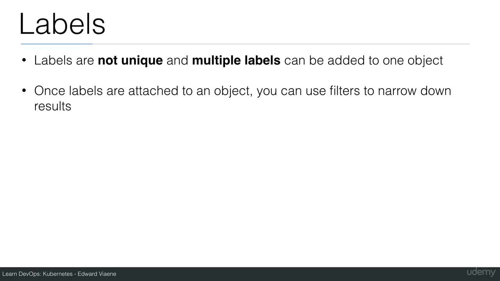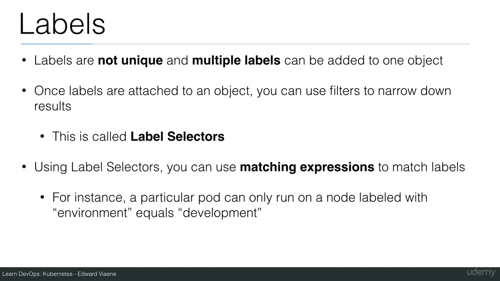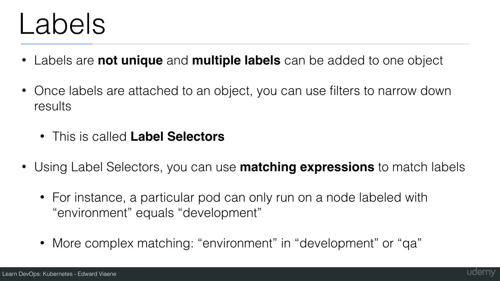Once labels are attached to an object, you can use filters to narrow down the results. This is called the label selectors. Using label selectors, you can use matching expressions to match the labels. For instance, a particular pod can only run on a node labeled with environment equals development. More complex matching is also possible. You can say environment needs to be either development or QA.